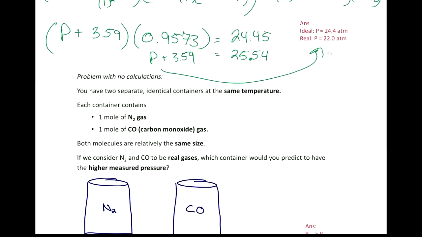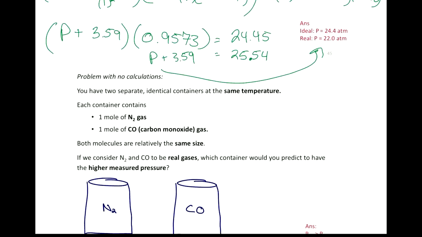A stands for attractions. So we need to think about how the attractions of these particles differ to answer this question. If you consider attractions of the molecules to one another, which one will exert a higher pressure? Which one's going to be bouncing off the walls of the container more? N2 or CO?